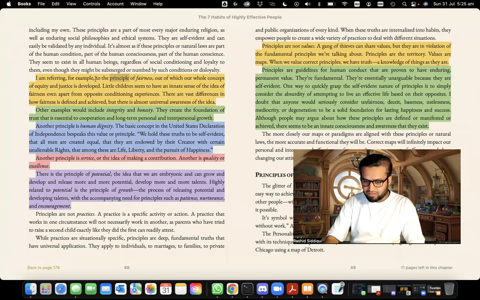I will not go through the complete text, but this paragraph is very important. It says principles are not values. A gang of thieves can share values, but they are in violation of the fundamental principles we are talking about. Principles are the territory, values are the maps. When we value correct principle, we have truth, a knowledge of things as they are. So we define something as truthful or false based on its true existence, right? So the truth, as explained here, is a knowledge of things as they are.